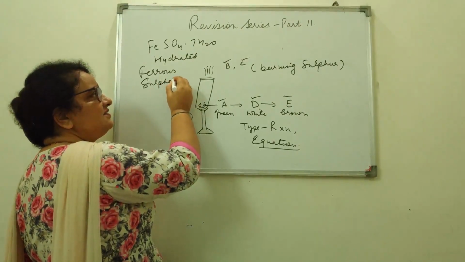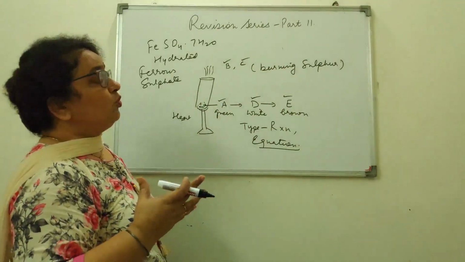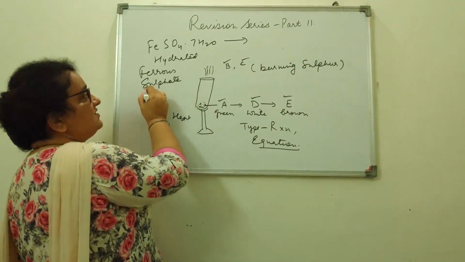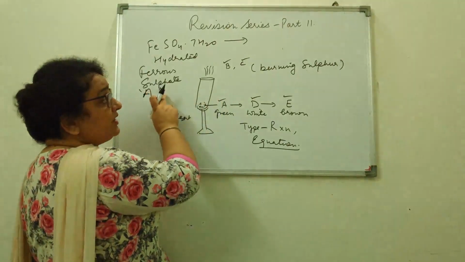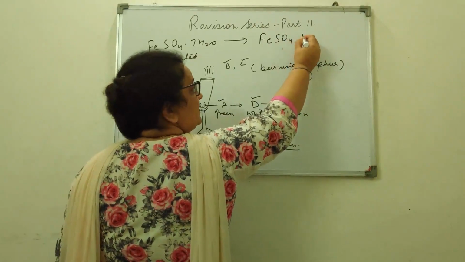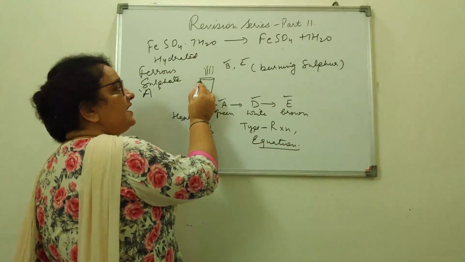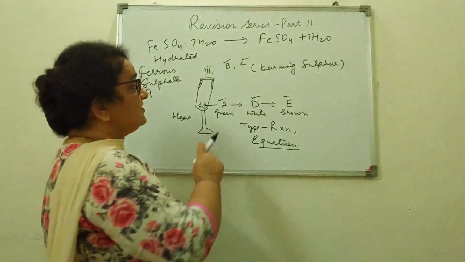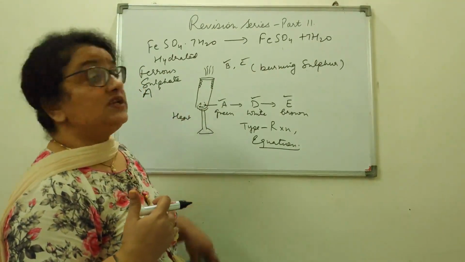Hydrated ferrous sulfate. I am not removing this so that we can get to know what the question is. On heating, the green color salt is A. On heating, first it turns white, so ferrous sulfate and water molecules are expelled and collect here at the neck of the test tube. So this is nothing but the water of crystallization that has been evolved during heating.